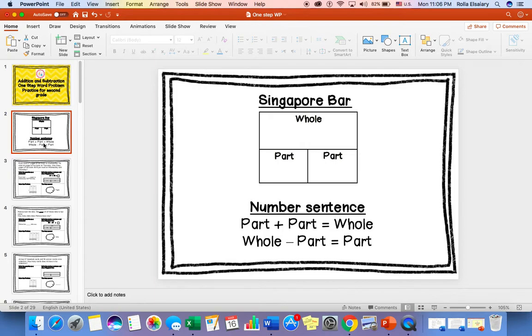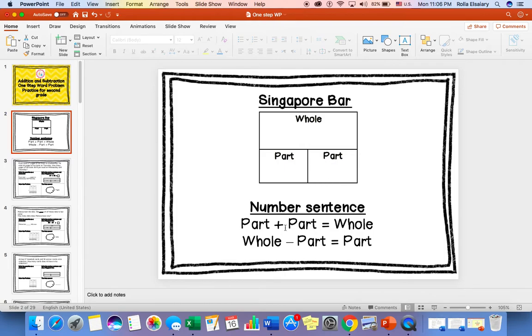Usually it will ask you a question. Write the question as a statement, use a diagram, justify your answer, and solve the problem. So when I use a drawing or a diagram, I always use a Singapore bar or a number line, but this video is about the Singapore bar. So I usually use the whole-part Singapore bar with addition and subtraction.